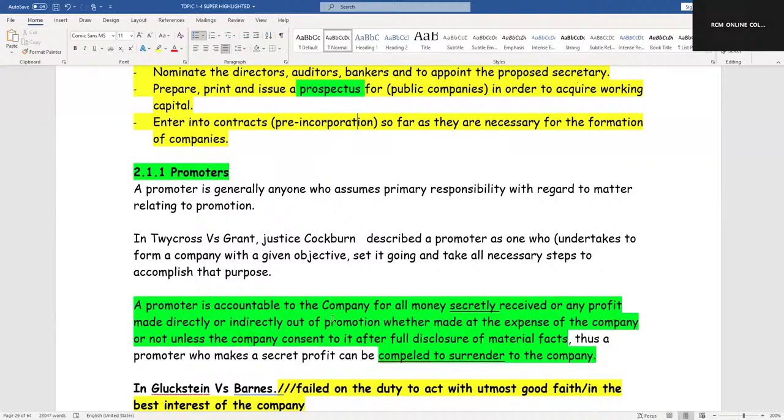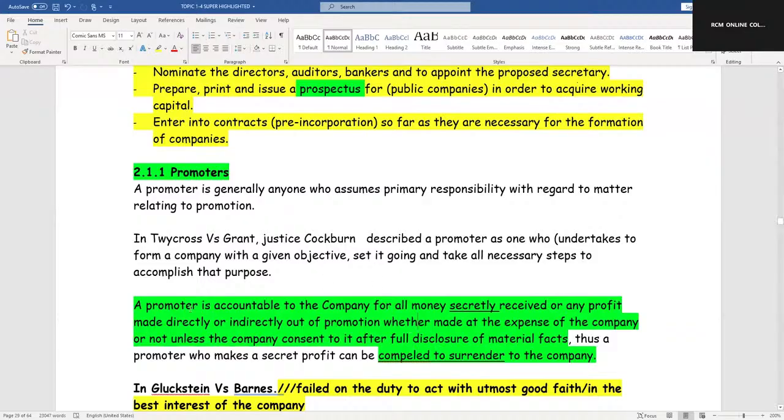A promoter is accountable to the company for all the money secretly received or any profit made directly or indirectly out of the promotion activities, whether it is made at the expense of the company or not, unless the company consents to it after full disclosure is made. Otherwise, such profits are taken to be what we call secret profits. A promoter who makes a secret profit without revealing it will be compelled to surrender those profits to the company.